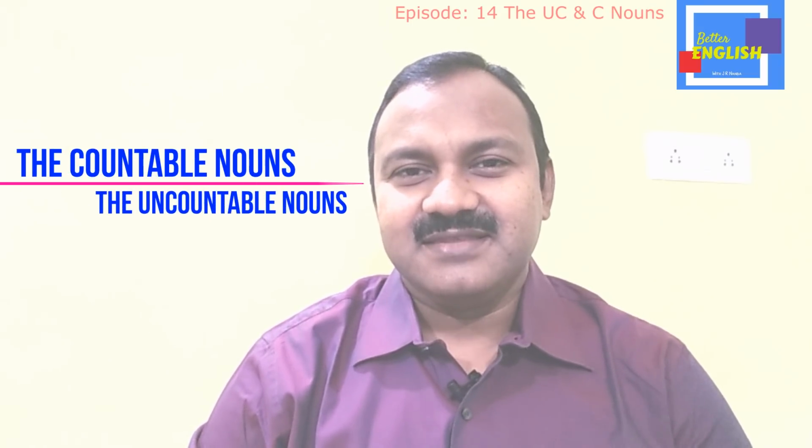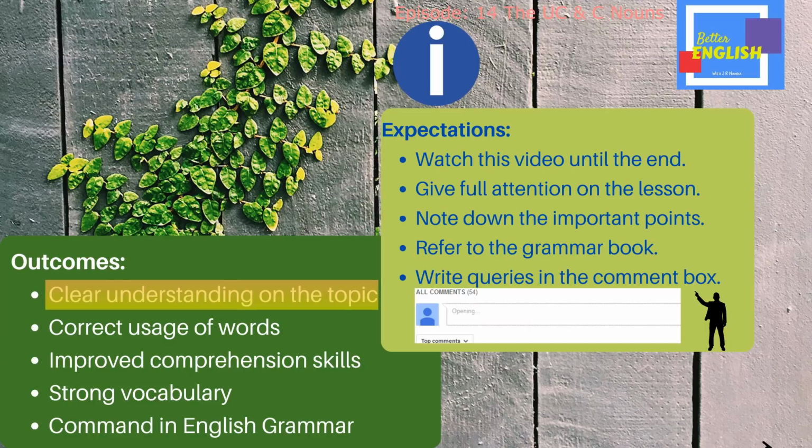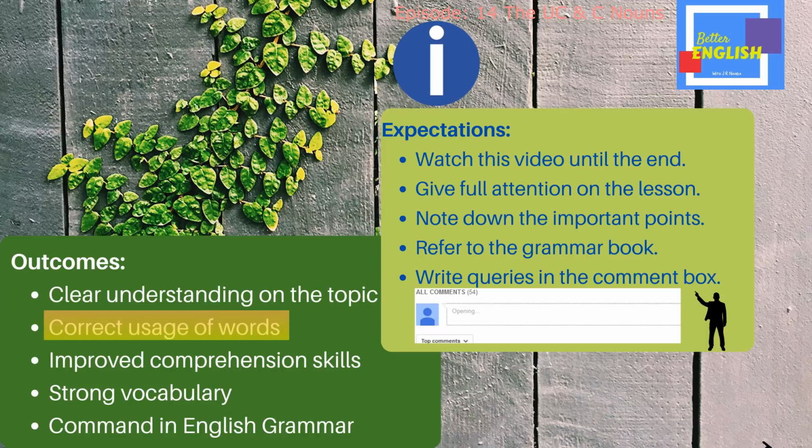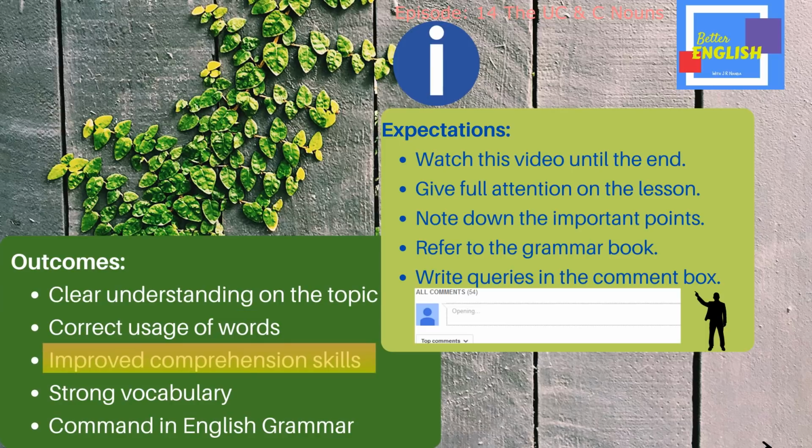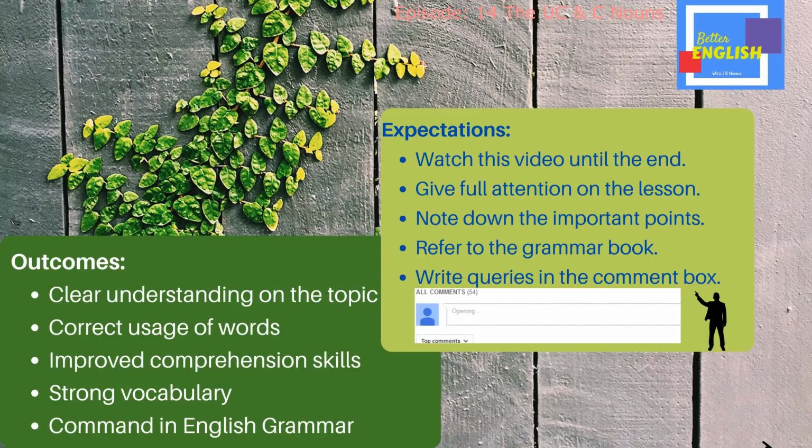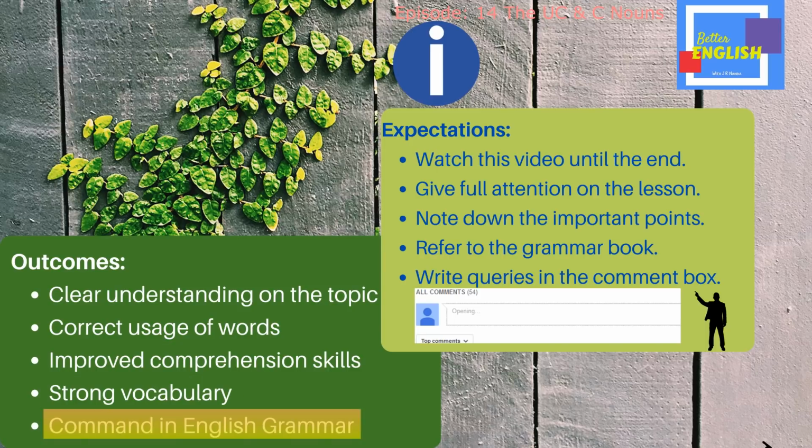In this video, I am gonna discuss the other aspects of noun that is very, very important for you to improve your English. Yes, I'm talking about the countable and the uncountable noun. Let's look at the outcome and the expectation first. Outcomes: you will have clear understanding on the topic, correct usage of words, improved comprehension skills, strong vocabulary, command in English grammar.